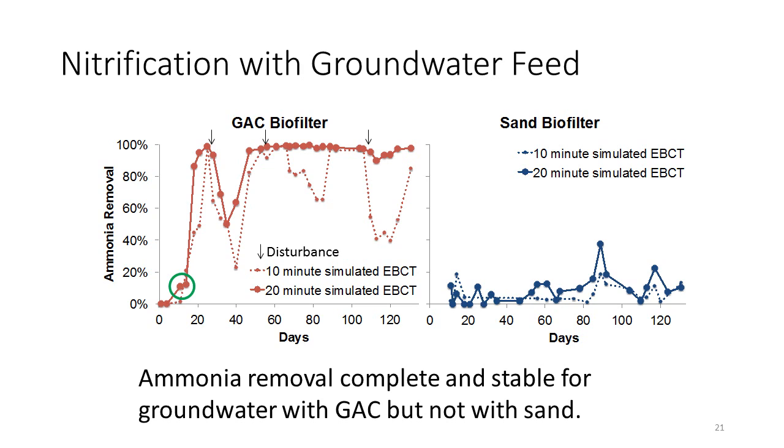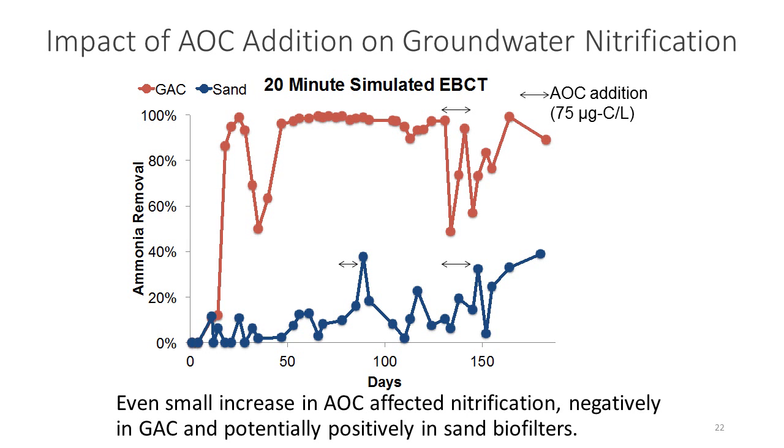For the sand biofilters, we suspected that because the concentration of AOC was quite low, there was just not enough biomass accumulating on the sand, and so the nitrifiers had a really hard time growing. And so we wanted to test this out, and so we added for a period of time some assimilable organic carbon at a couple of different points. That's where you see these arrows over here. And again, we have the ammonia removal on the y-axis, time on the x-axis, and over here the red is for GAC and the blue is for sand.